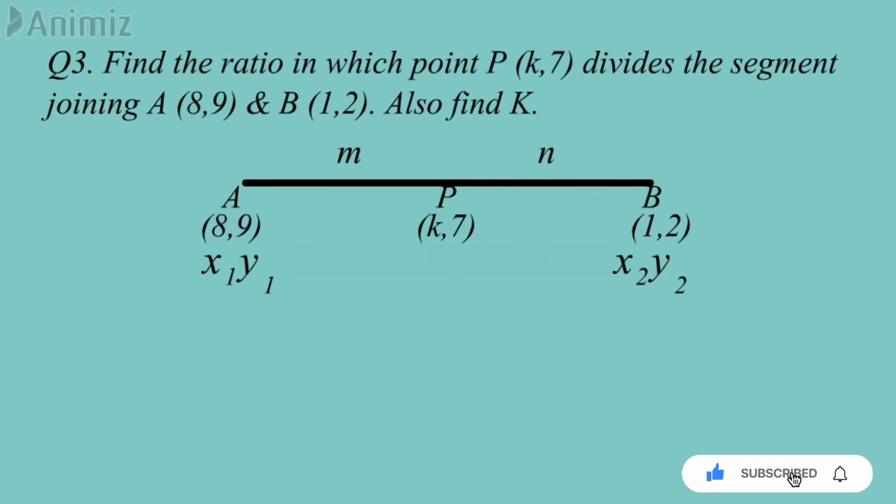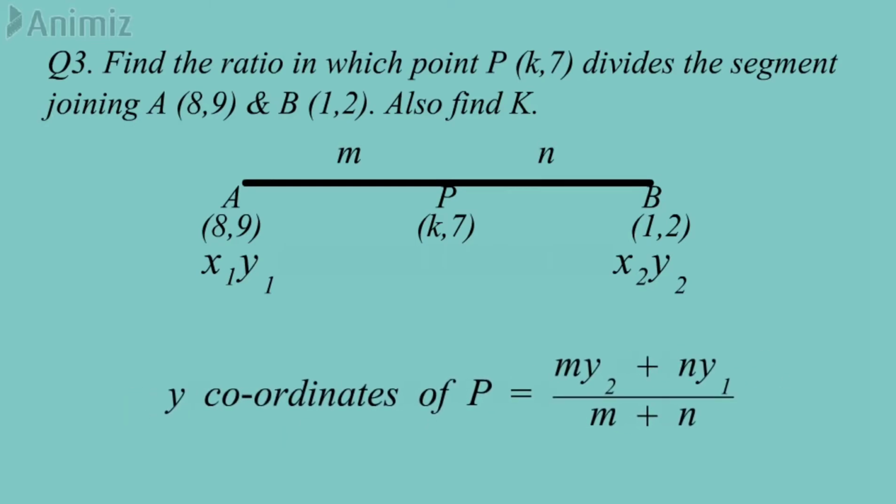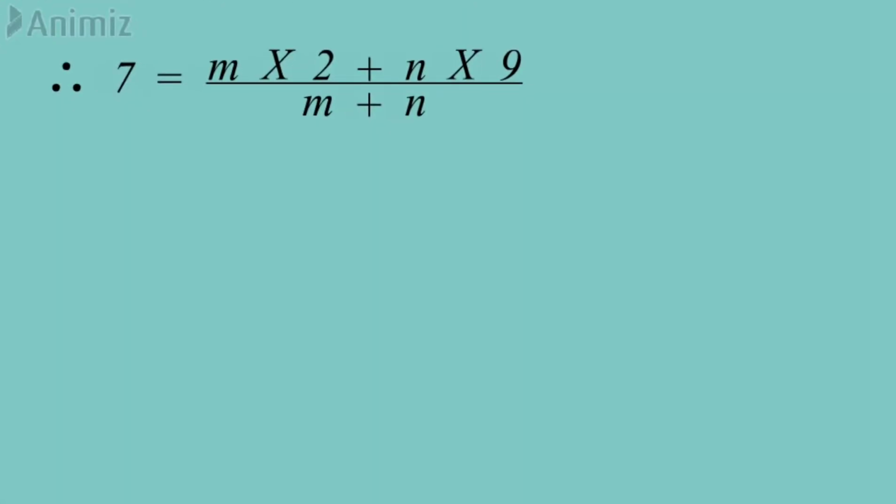Now, you know only the y coordinate of P. So, you have to go with the y coordinate formula. You know the section formula. First, you have to apply the section formula for the y coordinate of P. What will be the formula accordingly? Y coordinate of P will be my2 plus ny1 upon m plus n. Now, in this you have to substitute the values. On substituting the values, you will get 7 equal to m into 2 plus n into 9 upon m plus n.